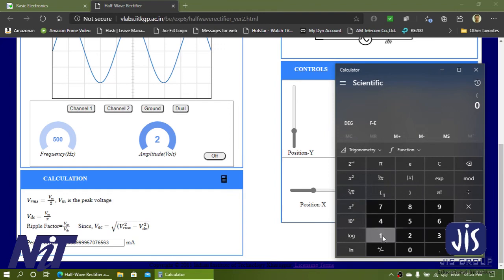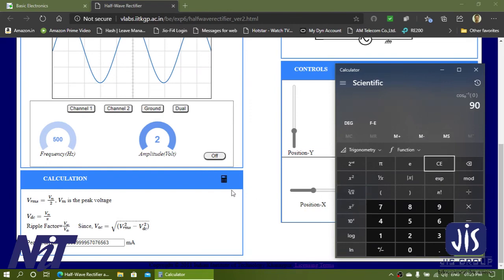What is your Vrms? 1 volt square minus Vdc square, 0.637 square, then root. After doing that you will get 0.77086, which you can round off to 0.771 volt as your Vac.